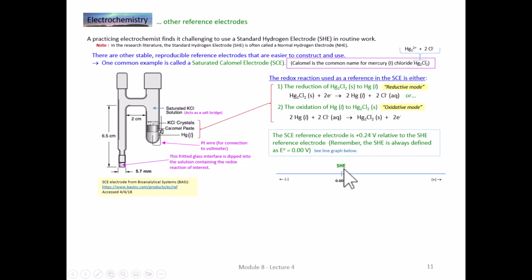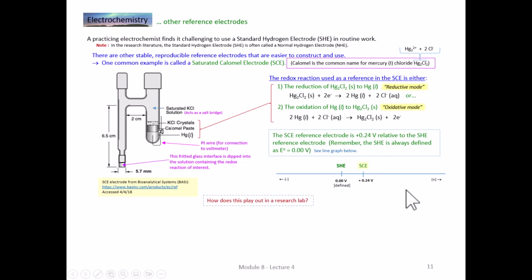And remember, the standard hydrogen electrode is rigorously defined as 0 on the scale. So when we say that the SCE is 0.24 volts, positive 0.24 volts relative to that, we mean it's plus 0.24 volts on the positive side of the standard hydrogen electrode.